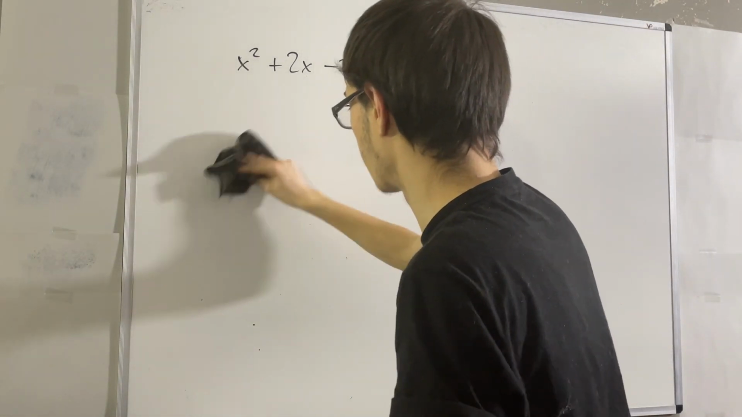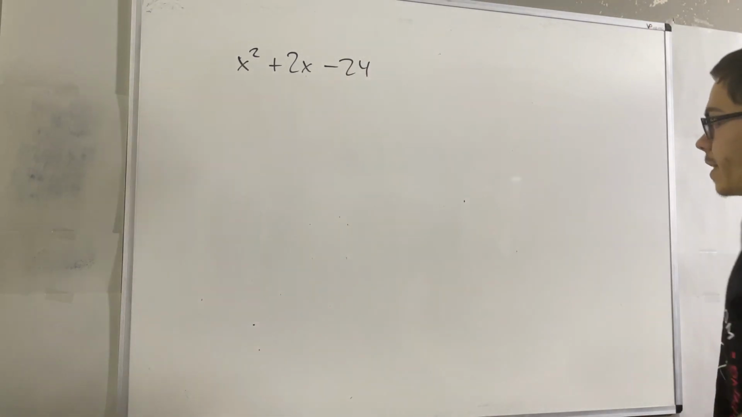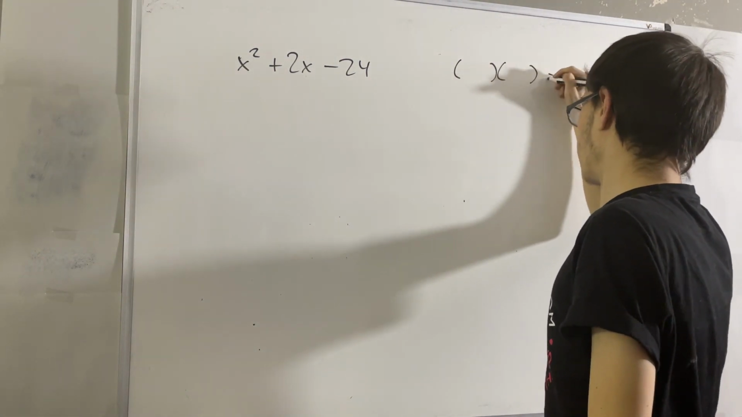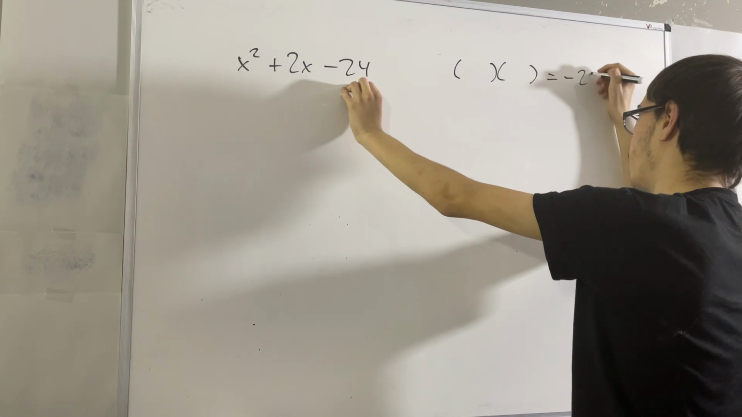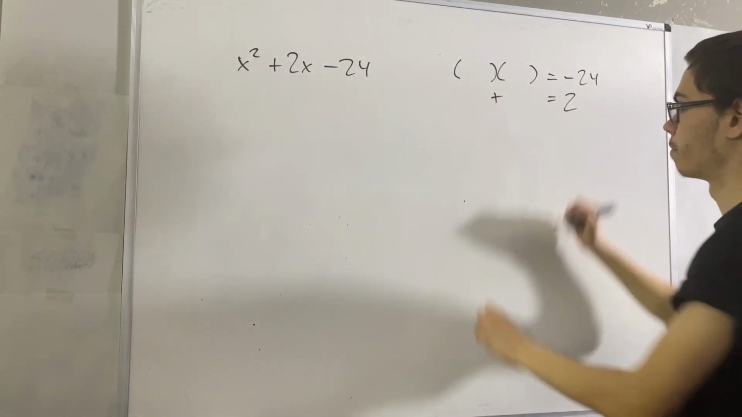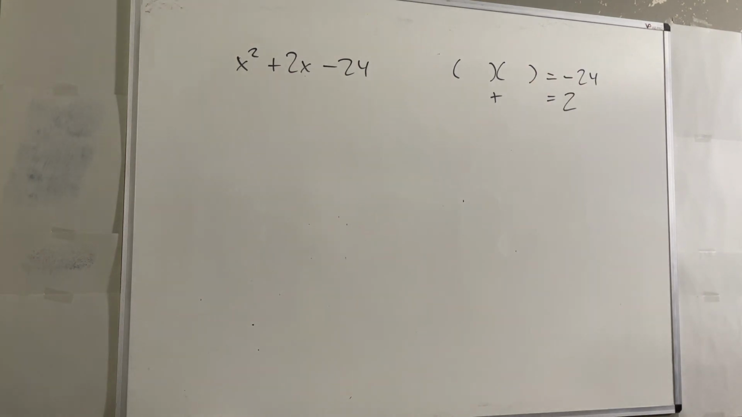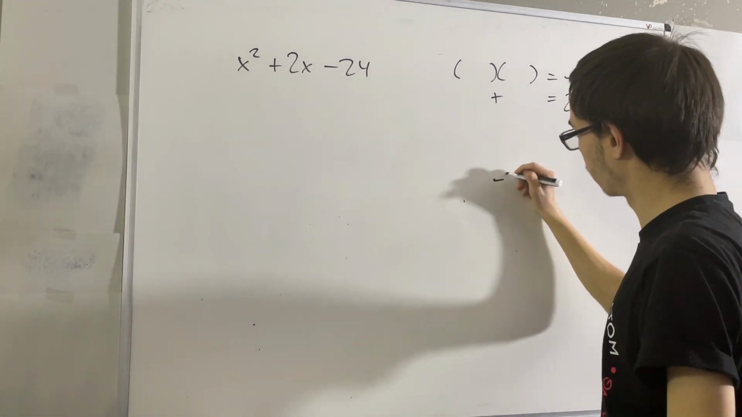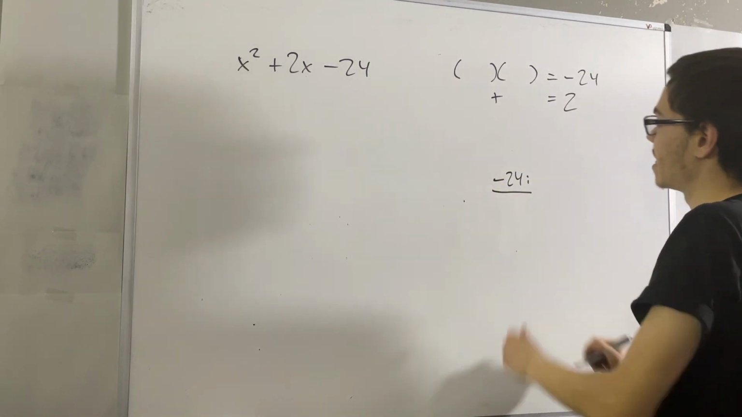So it's going to be the same exact sort of problem that we did previously, where we're trying to think of two numbers that multiply to make this number, negative 24, and at the same time add to make this number, positive 2. So in this case, we're thinking of factors of negative 24 that add to make positive 2.